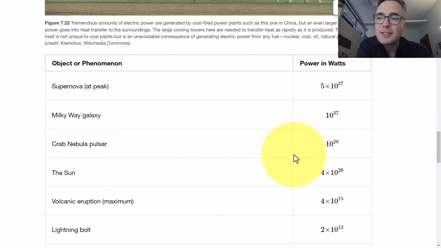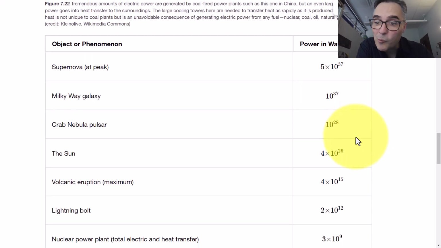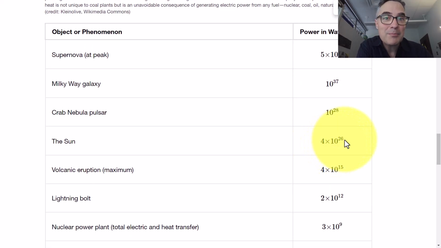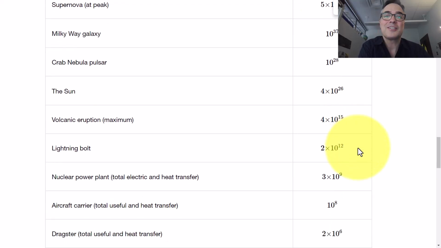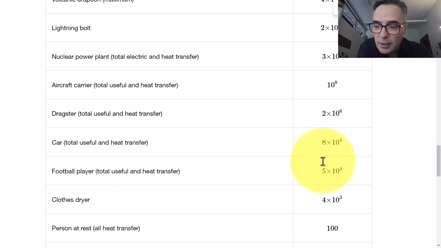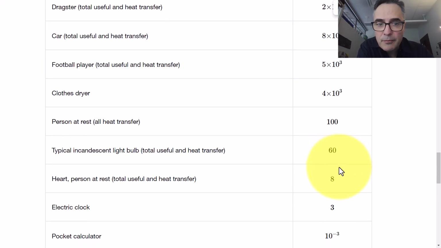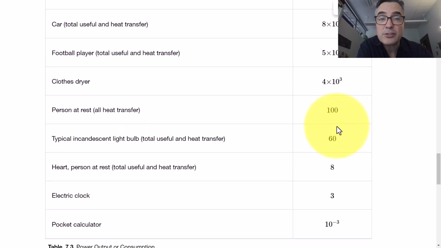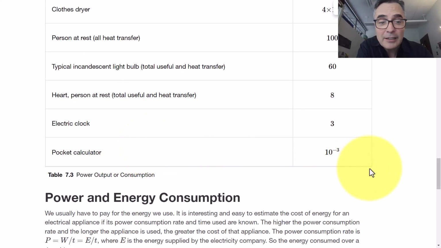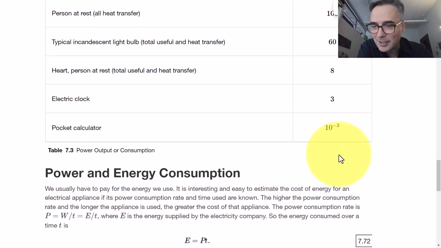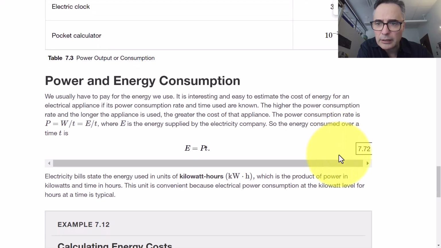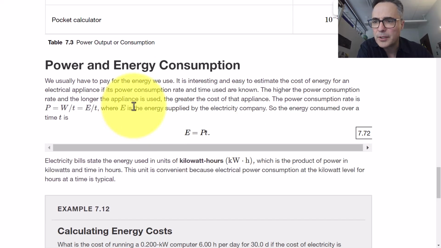There's a bunch of examples in this table. A supernova at its peak is producing 5 times 10 to the 37 watts. The sun produces 4 times 10 to the 26 watts. So the sun's like a big light bulb, a 10 to the 26 watt light bulb. They have an actual light bulb on here somewhere, a 60 watt light bulb. It gives off 60 watts of heat. A person at rest is 100 watts. That's kind of interesting. We're all light bulbs in a way. A pocket calculator uses 1 milliwatt. That's why you can run it for so long on a little battery. And there are solar-powered calculators as well.